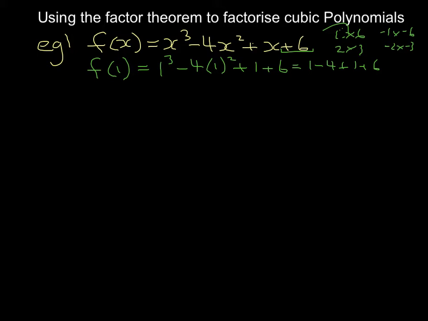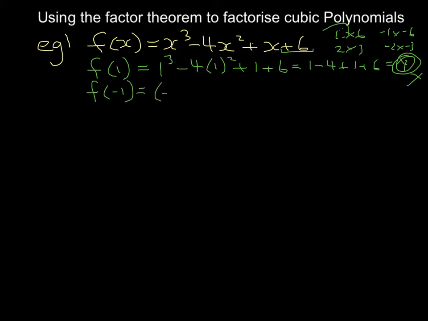And that's equal to 4. What we need to do is make this bit here equal to 0. This hasn't worked, so we're going to have to try a different one, so that's no good. So we'll go on to the next easiest one, which will be negative 1.